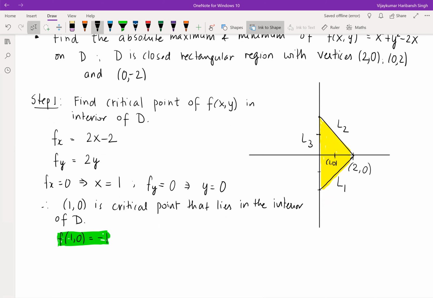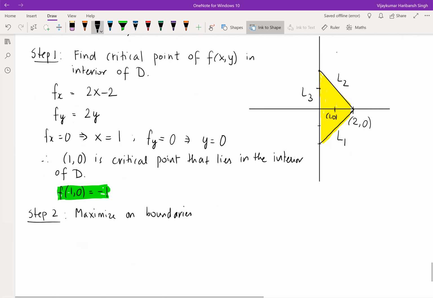Now step 2. So step 2 is to maximize at the boundaries. Again, we can decompose boundaries into three curves as we see L1, L2, and L3. So what is equation of, sorry, this is 0, minus 2. So we need to find equation of this line.